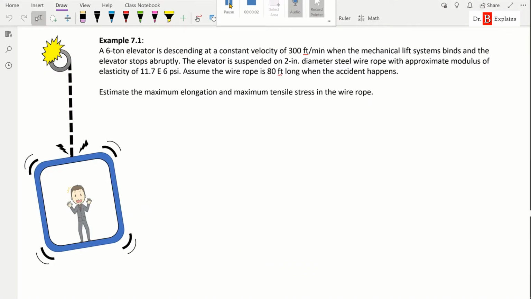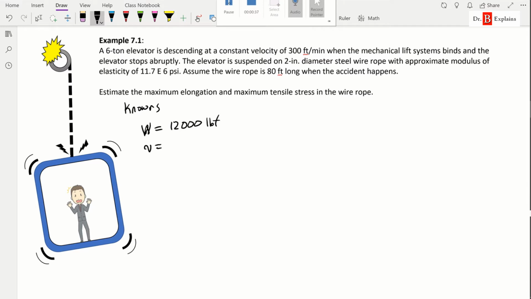So let's go ahead and try to solve this problem. I'm going to start by writing what we know, or our knowns. We know that the elevator weighs 6 tons. So the weight of the elevator is 6 tons, and we want that in pound force, right? Every ton is 2,000 pounds, so 6 times 2 is 12,000 pound force.